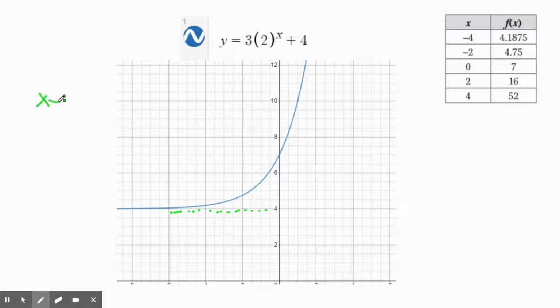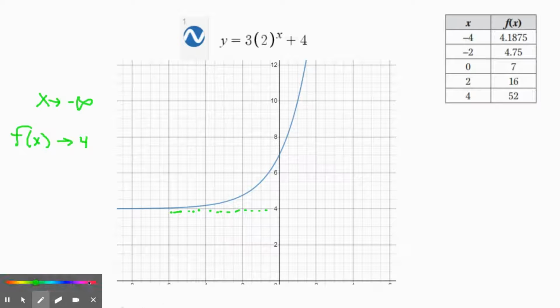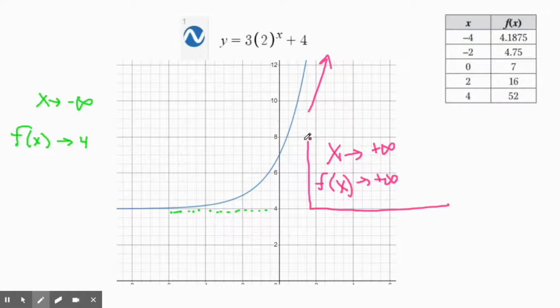As x approaches -infinity, f of x, or y, the y value, approaches but never is equal to 4. Okay, it approaches that asymptote. What's happening in this direction? As x approaches +infinity, what's happening to the f of x values? That's right, as x approaches +infinity, f of x will approach +infinity as well.